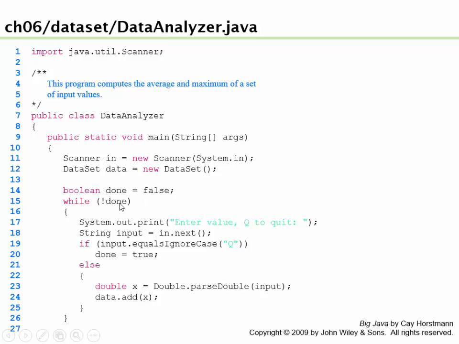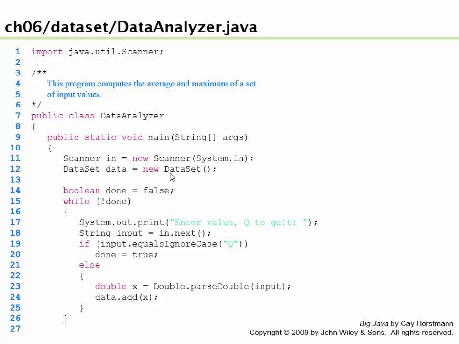So while not equals done, or while it's not done, then you ask them for the next thing. Now, note here where it says in.next, we're not sure if that's going to be a letter or a number. So we don't say next double or next string. What do we do? What we do is just say next. Okay?